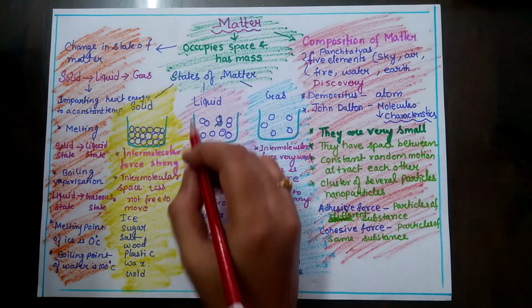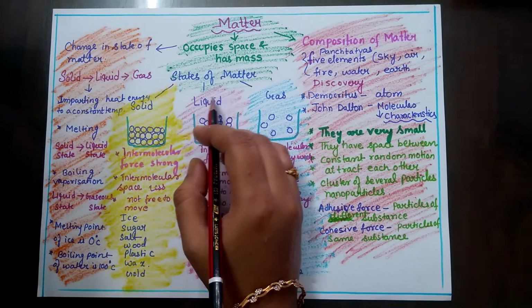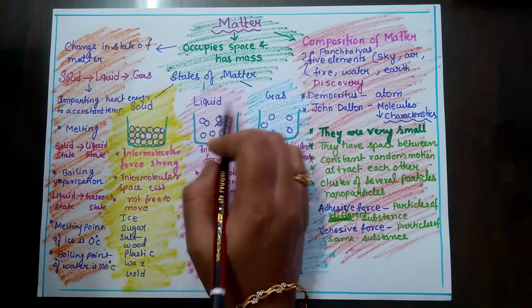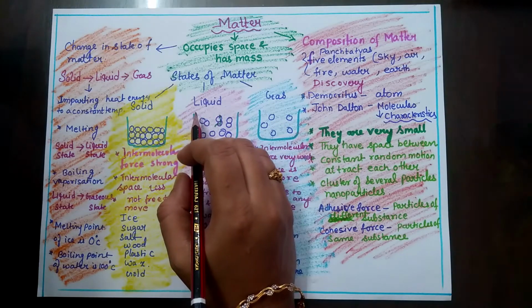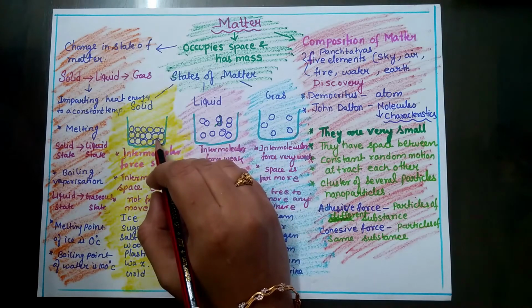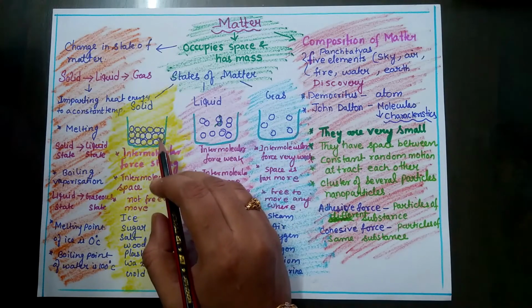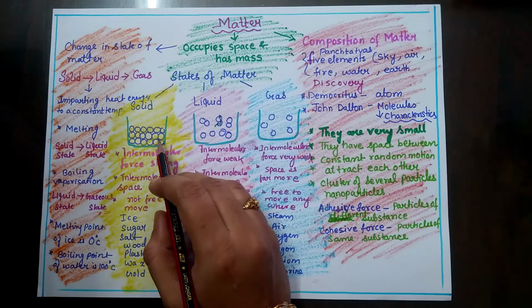Now let's talk about the states of matter. There are 3 physical states of matter: solid, liquid and gas. The 3 properties which decide the state of matter are the intermolecular space between the molecules, the force of attraction between the molecules, and the movement of molecules.